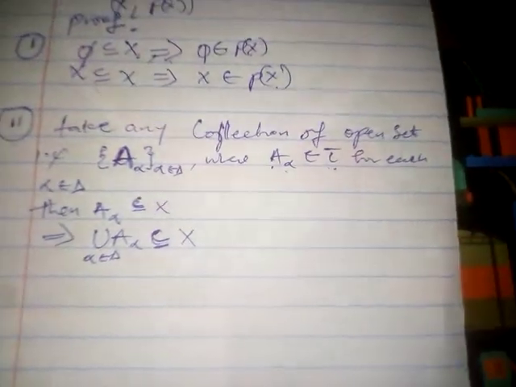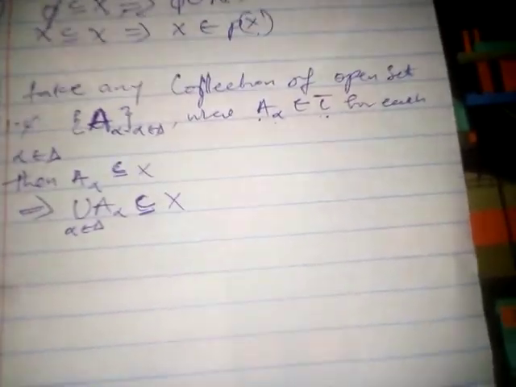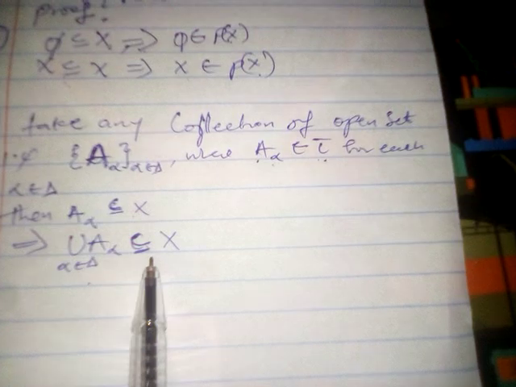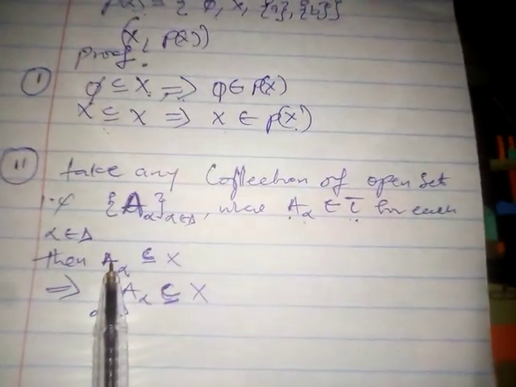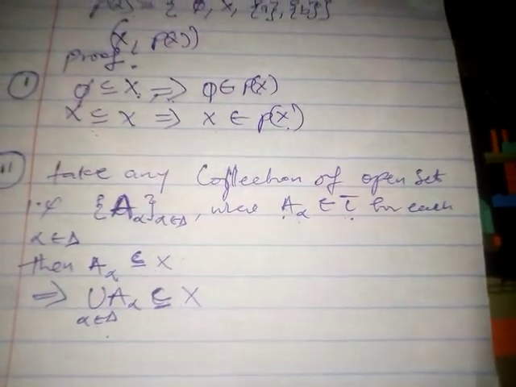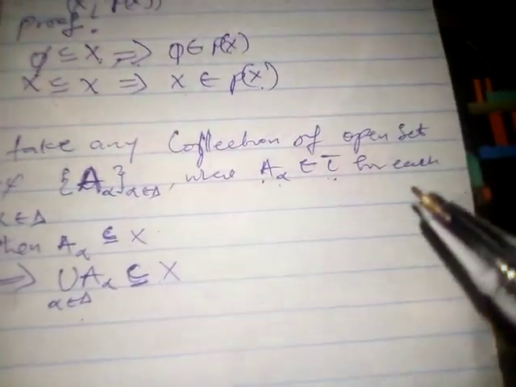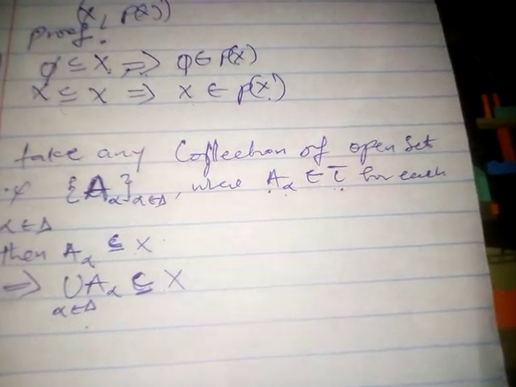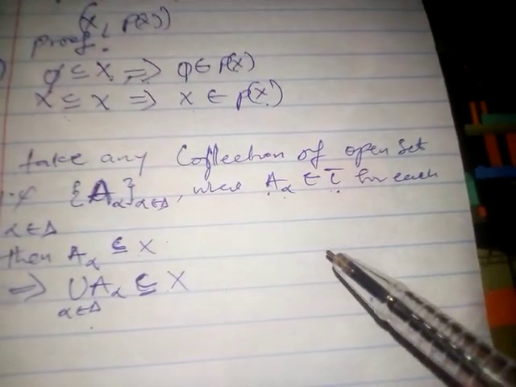Now some of you may be confused why I said the union of this will also be a subset of X. If A alpha is a subset of X, then the union of this is a subset of X. Now take it as if I said, okay, let me make it more understandable.